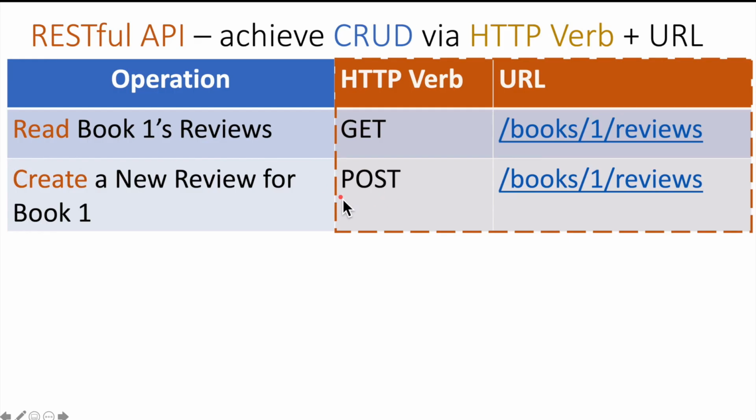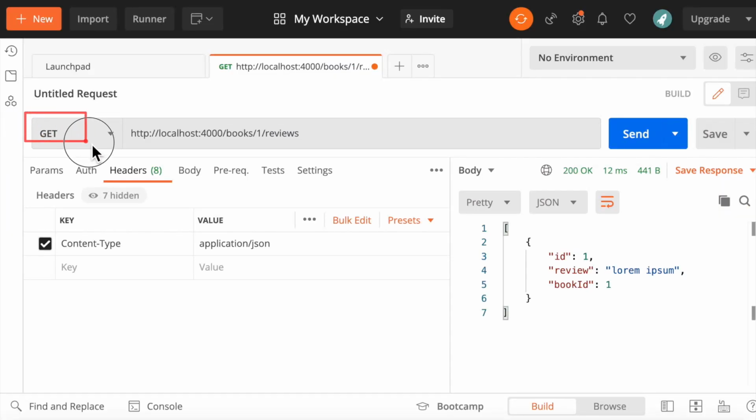Let's see what happens when we make a POST request to this URL /books/1/reviews. What that will do is it will create a new review for this book record with ID 1. So let's do that. So I'm going to change this HTTP request method from GET to POST, and I'll leave this URL as /books/1/reviews, and I'll also leave the content type header as application/JSON.